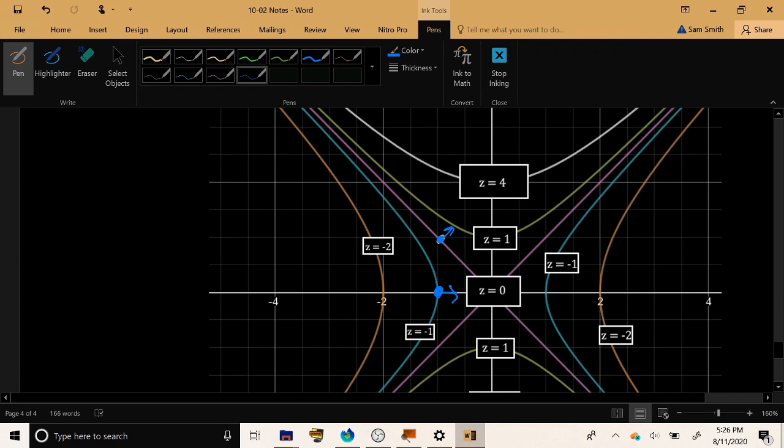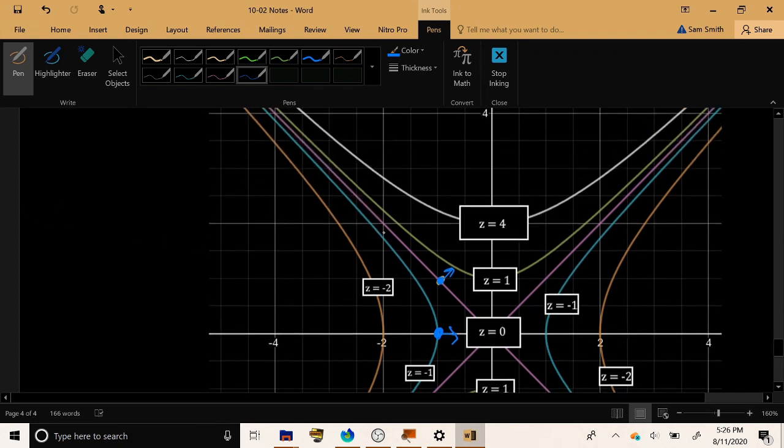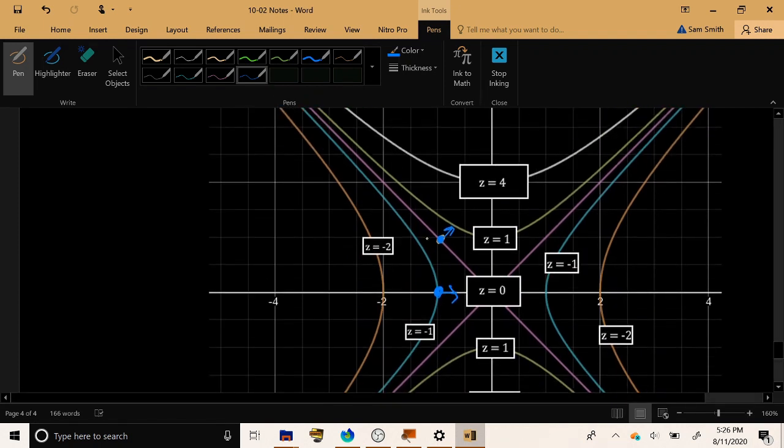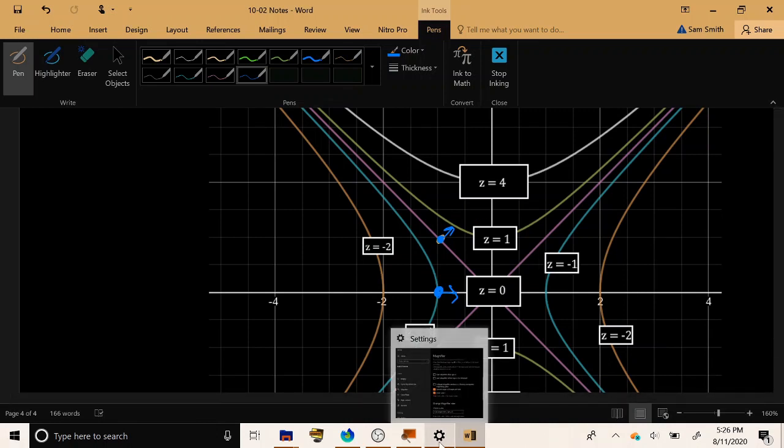So that is how we draw and find gradient vectors from these contour maps. Draw them perpendicular to a level curve in a direction so that z is increasing.